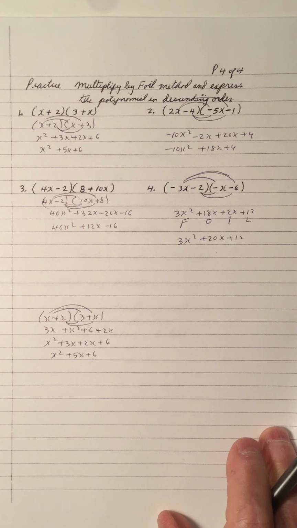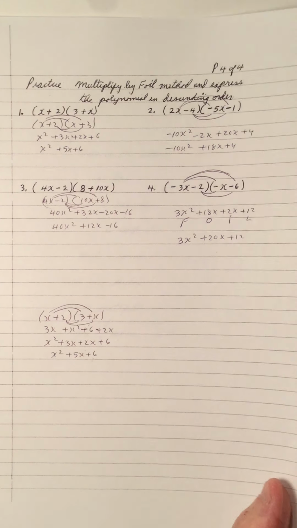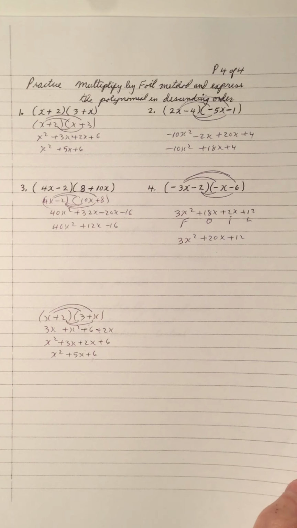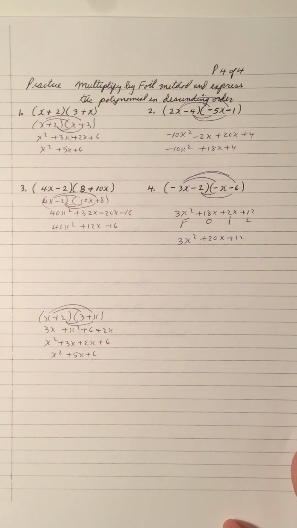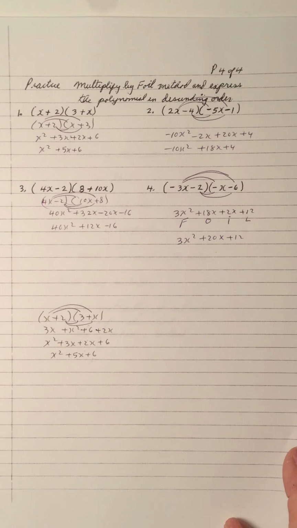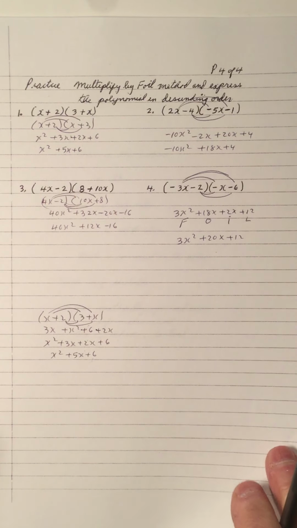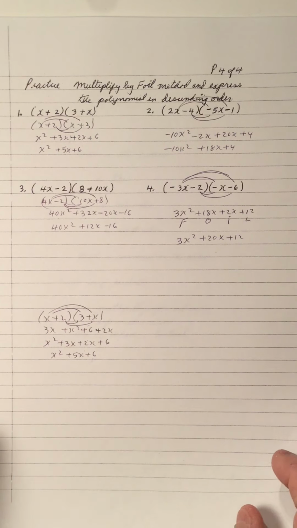First, outside, inside, last is an excellent method of multiplying. And practice in your textbook and get more samples and work them out so you know exactly what you're doing and what your multiplication is.